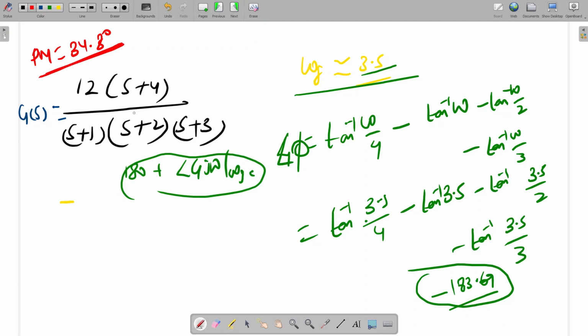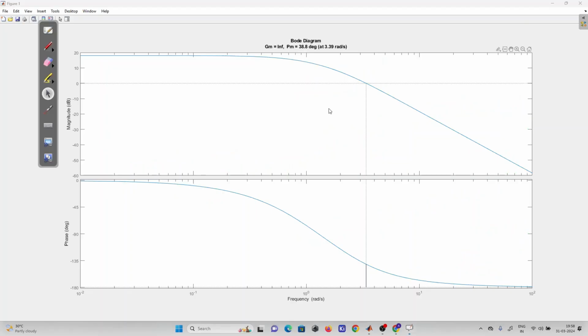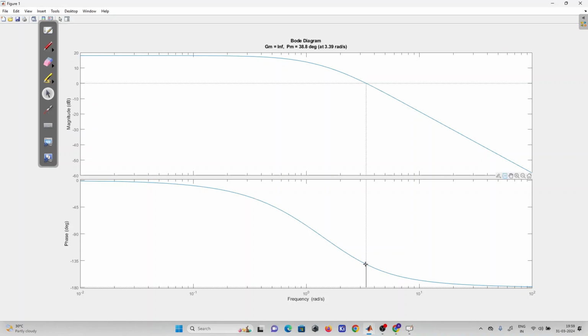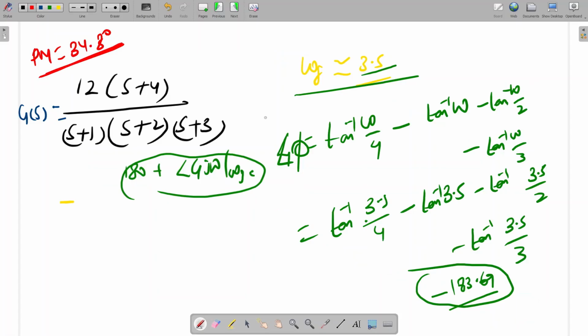So this is our transfer function, and let's say in Bode MATLAB we got 38.8 degree. It means the angle at that point should come to somewhat less than 180. You see the data tip. So let's see what the angle is here. The angle we are getting is minus 142. So minus 142 plus 180 it will come. I think some mistake is there in that calculation. We'll use this 3.39 only. If we use 3.39, then see what we are getting.